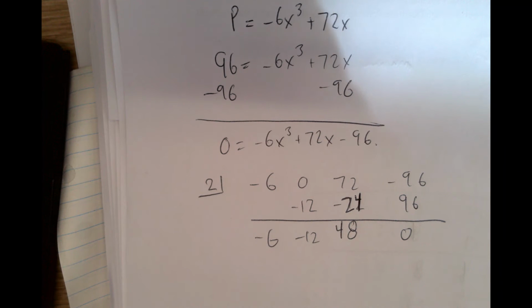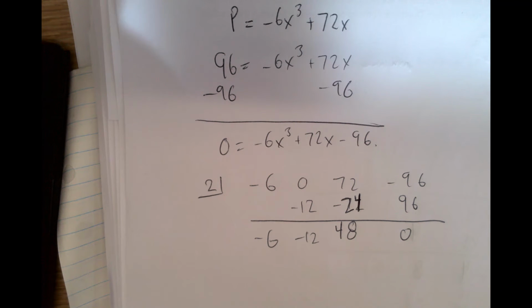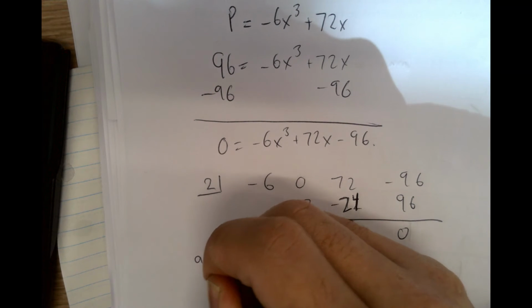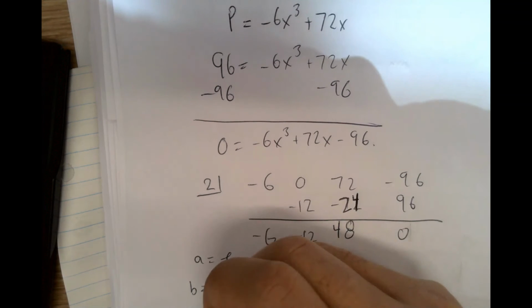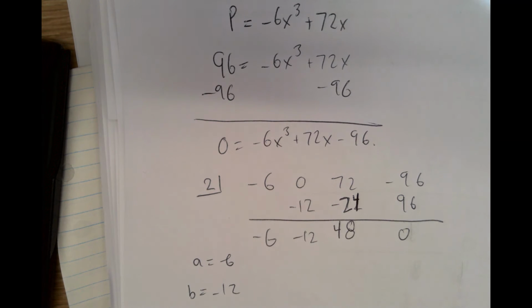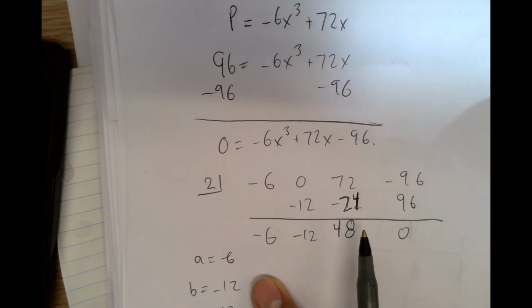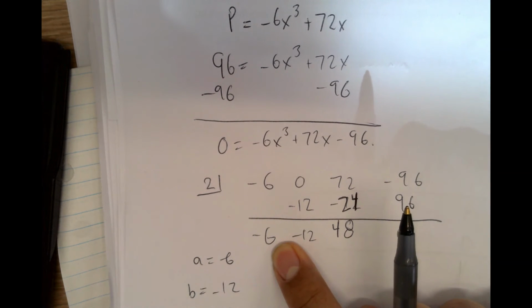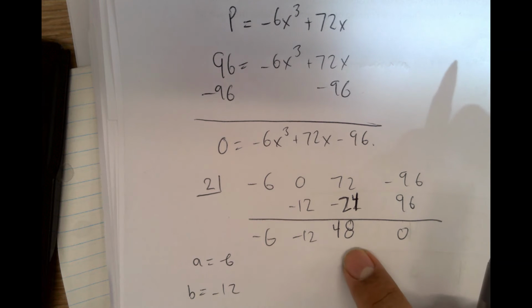But they ask us to show that 2 million DVDs is the only production level. So we have to prove that the other roots are not possible. What I would do here is use the quadratic formula. We know that A is equal to negative 6, B is equal to negative 12, and C is equal to 48. The reason we know that we can use the quadratic is because we divided by one number, and now this is going to be negative 6x squared minus 12x plus 48.